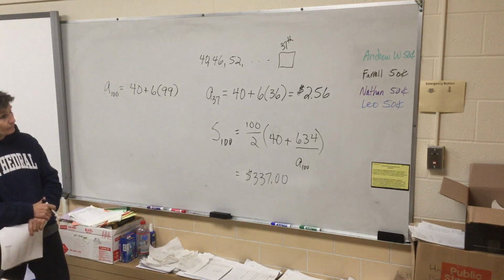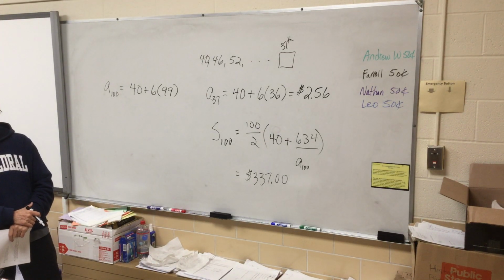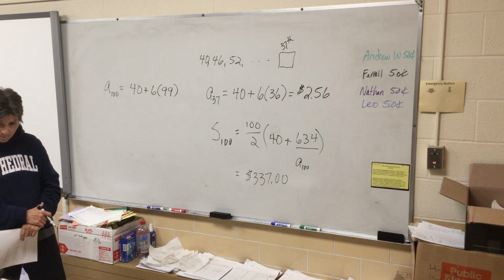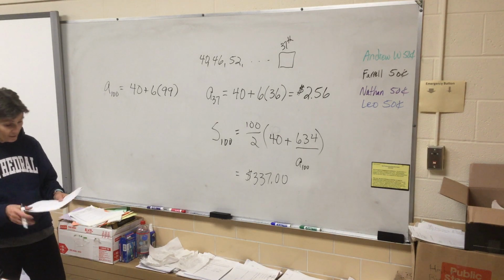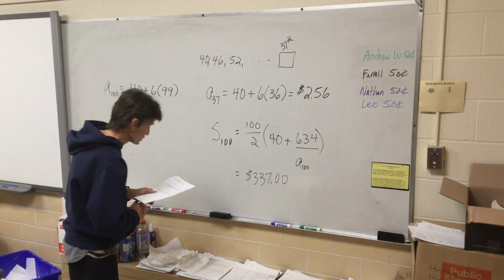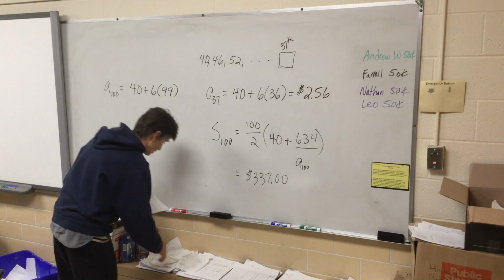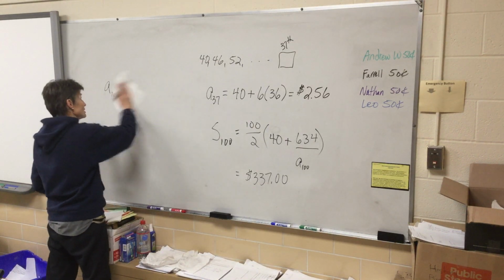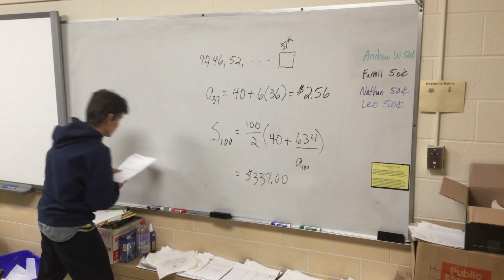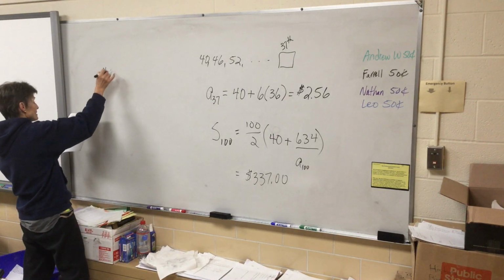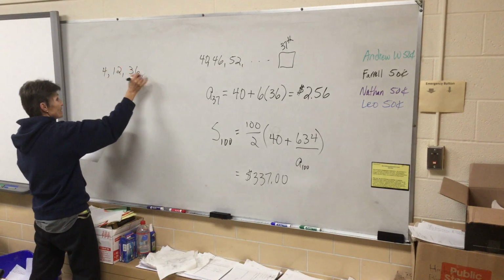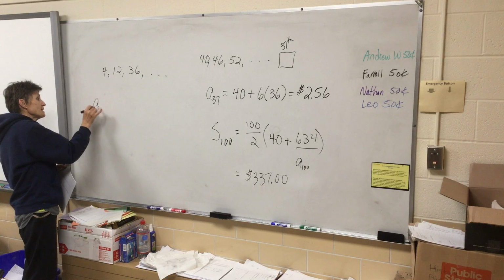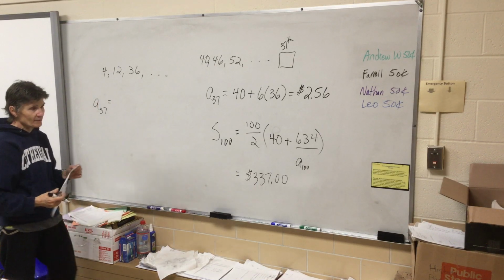Okay, we're going to do another one here. Anybody have a question about that one? All right, Grace decides that she too will start saving. Her plan is to save 4 cents on the first day, so she's got a different savings plan. She's going to save 4 cents and then 12 and then 36 and so on. How much will she save on the 37th day?